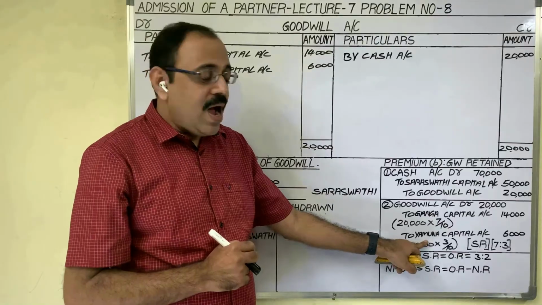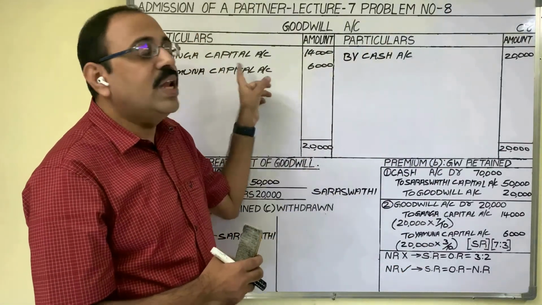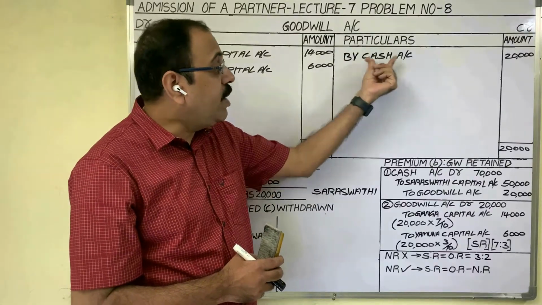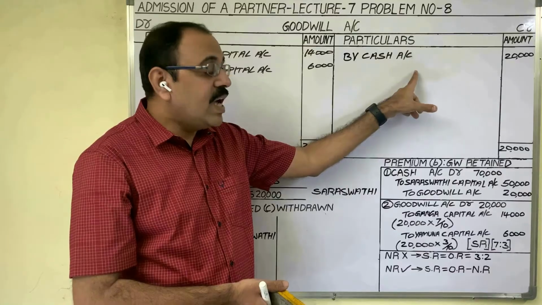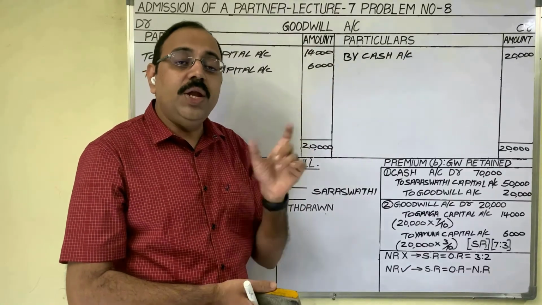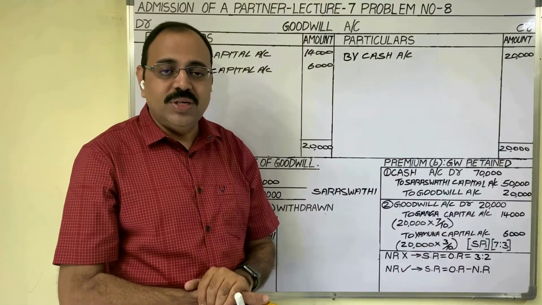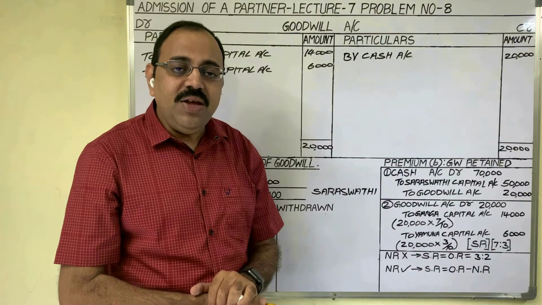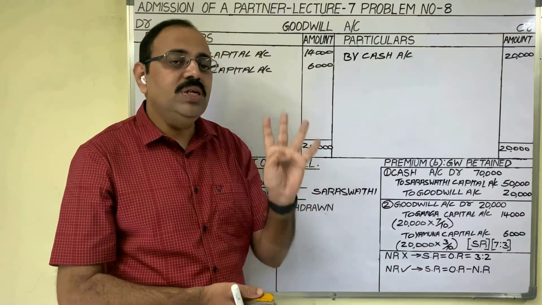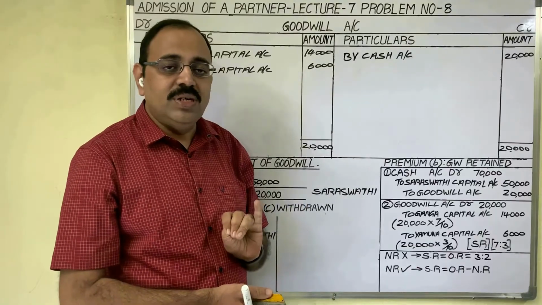So remember, under the premium method, the goodwill account should get closed like this. You should not get any balance carried down in the goodwill account. As there is no balance carried down in the goodwill account, in the new balance sheet under the asset side, we should not show the goodwill amount. With this, the ledger is completed. In the ledger, we prepared the revaluation account, capital accounts, cash account, and goodwill account.